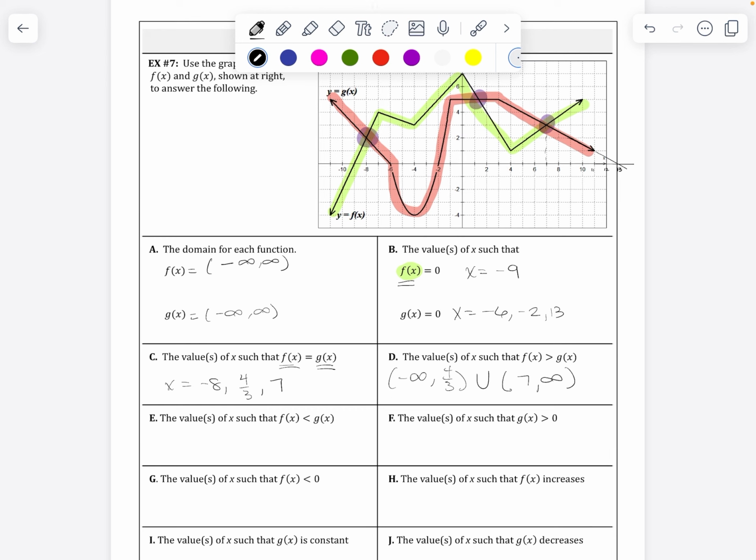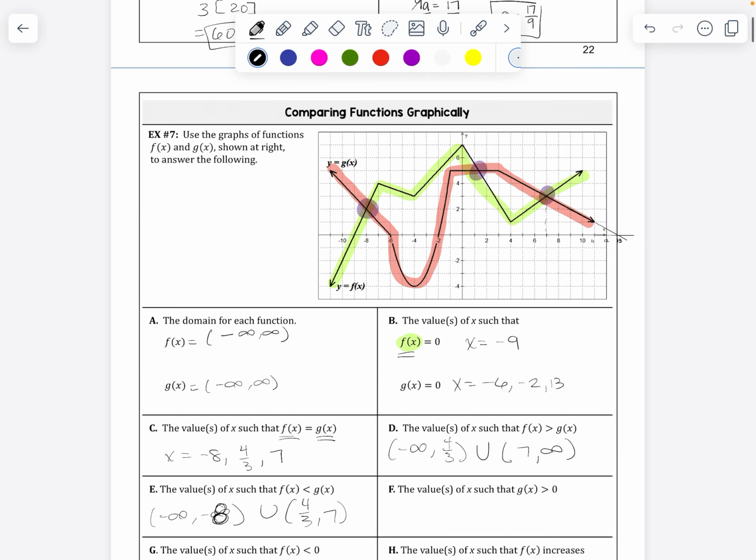Part E, let's talk about when f of x is less than g of x. That's when the green graph is below the red graph. So that would be here and here. So it's just 2 spaces. From negative infinity all the way to negative 8, and again from 4/3 to 7. So we say from negative infinity to negative 8, and 4/3 to 7.